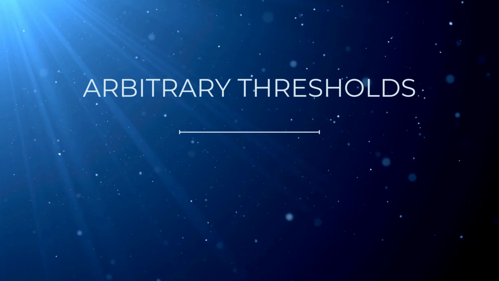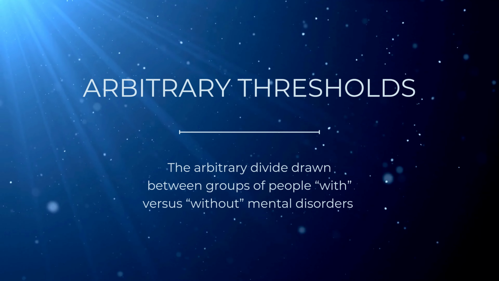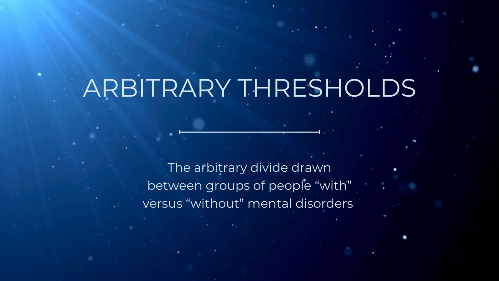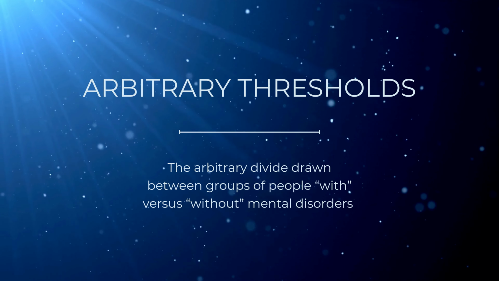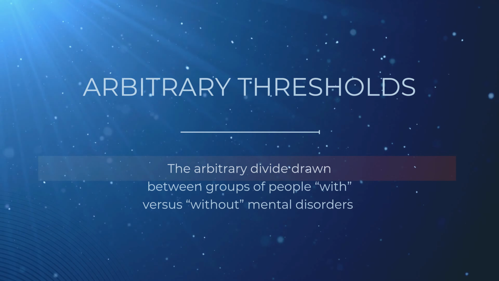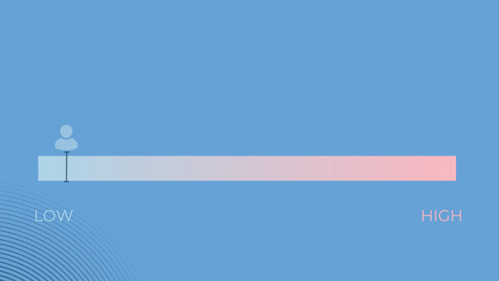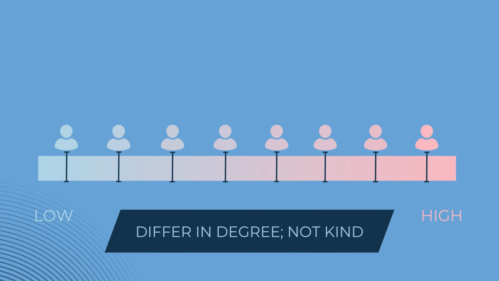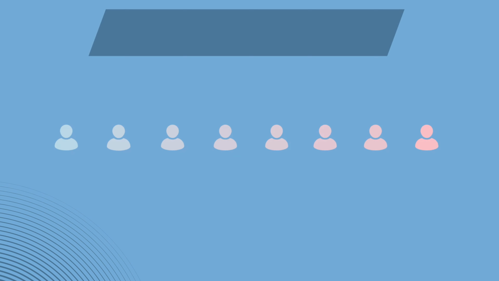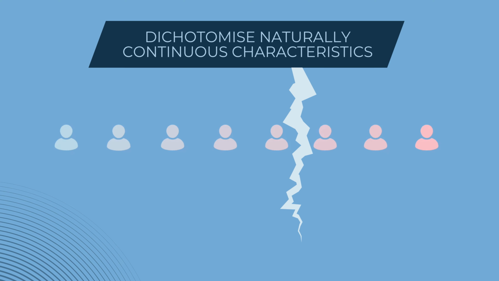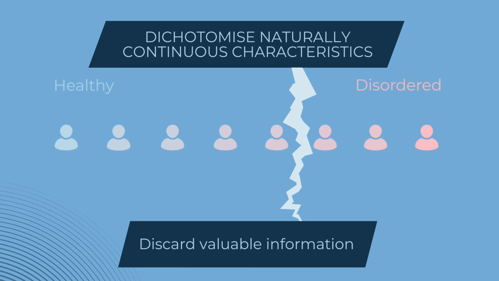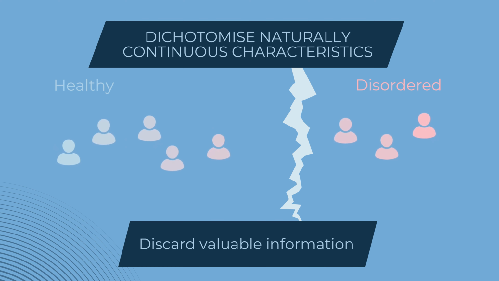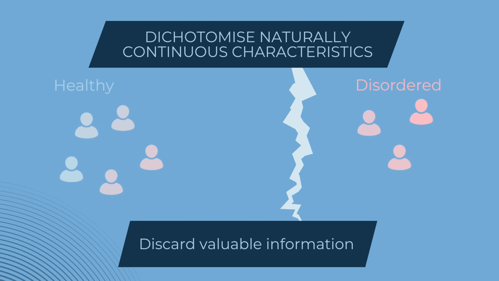Arbitrary thresholds. The arbitrary divide drawn between groups of people with versus without mental disorders can cause substantial problems in research. Most evidence suggests that psychopathology occurs on a continuum without clean categorical distinctions. People differ in degree, not kind. When we dichotomize people's naturally continuous characteristics into disordered and healthy groups in research, we discard valuable information about symptom severity, including collapsing sub-threshold cases with healthy controls.